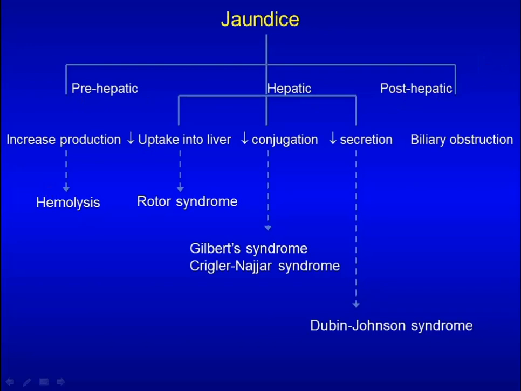Hepatic conditions include those that have reduced uptake of bilirubin into liver, such as Rotor syndrome, decreased conjugation of bilirubin, such as Gilbert syndrome and Crigler-Najjar syndrome, and decreased secretion of bilirubin in the bile, such as Dubin-Johnson syndrome. Posthepatic conditions are associated with biliary obstruction.